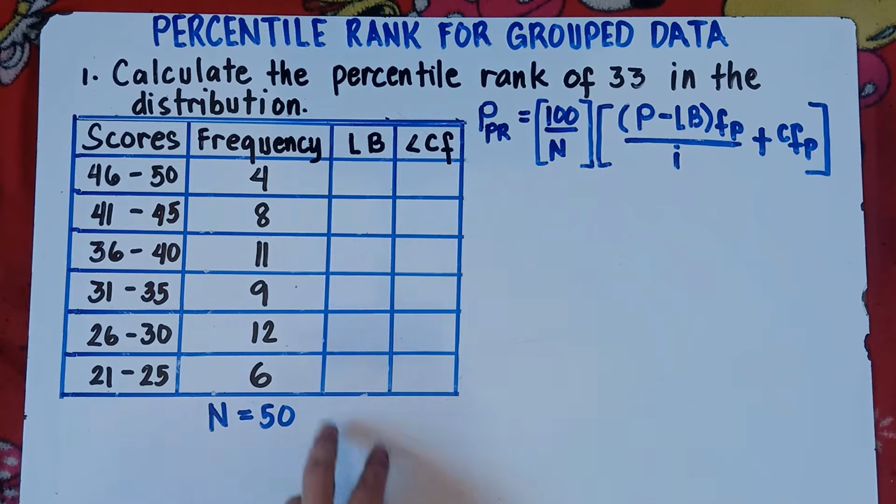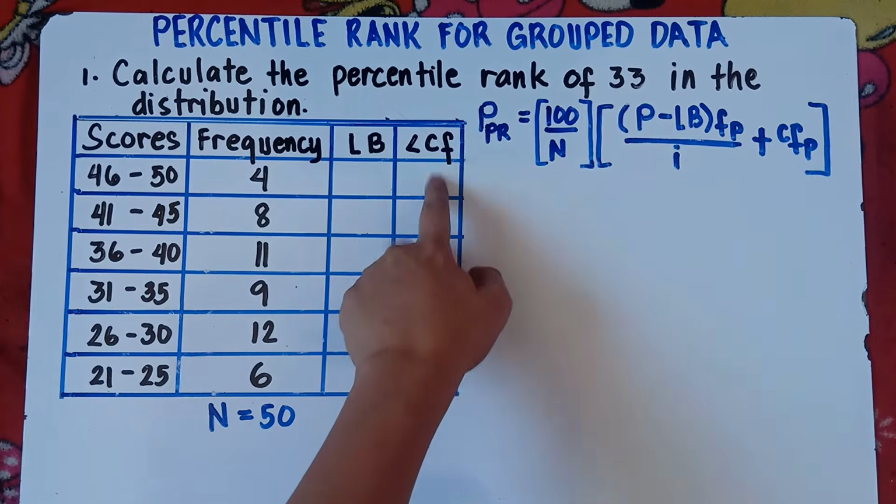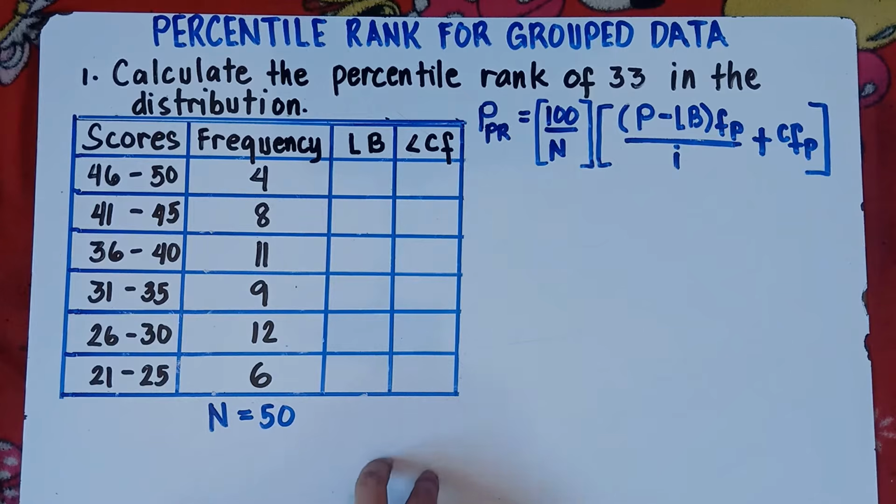Now in this column, LB stands for lower boundaries, and this one, less than CF, stands for less than cumulative frequency. Now there are some cases that the teacher will provide the value of LB and less than CF. That's good for you. But if it's not provided class, you need to find the value of LB and less than cumulative frequency, because we will be using this one in our formula.